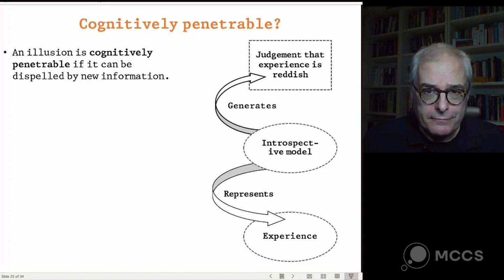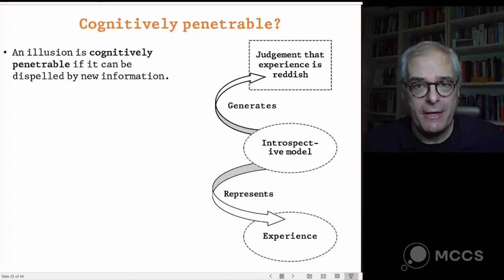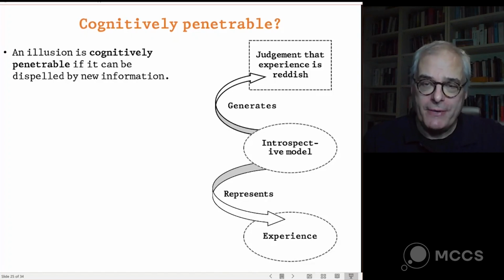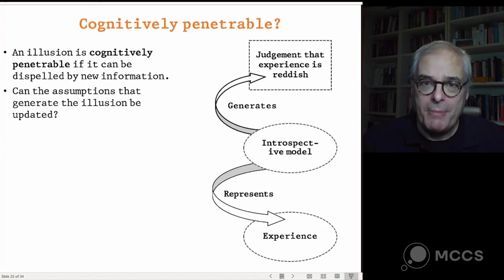Think about it like this: an illusion is an interpretation of the stimuli you're receiving. You're interpreting the stimuli as an indication of the existence of some state of affairs that isn't actual, and the interpretation you make is going to depend on assumptions about the relation between stimuli and the things that are causing them. And so the question is, can these assumptions be updated, be overridden by more accurate information?